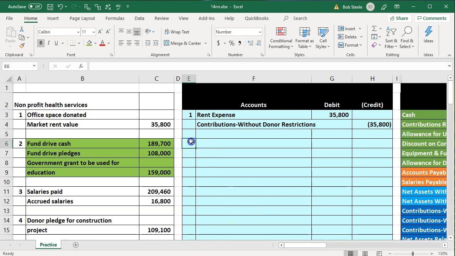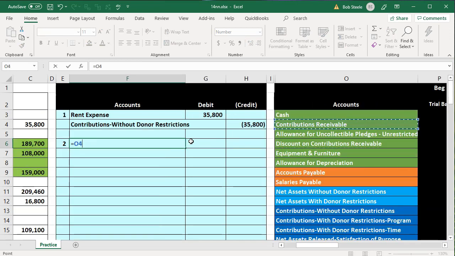Now we're going to try to put all these in one journal entry. You might want to break these out into multiple journal entries if it makes more sense to you. We're going to put them into one journal entry here. And we're going to say that cash is going to be received. We got cash for the fund drive. So I'm going to say this equals the cash.